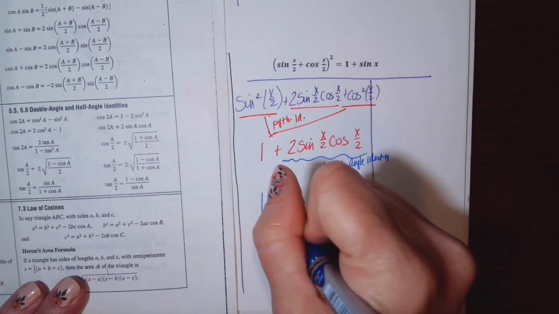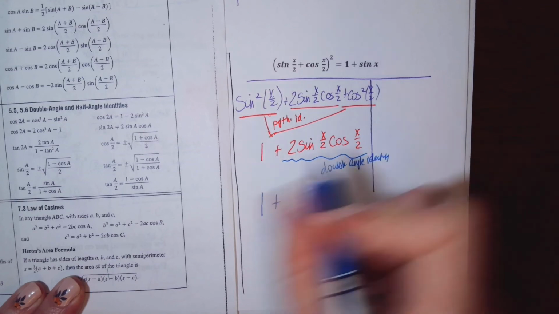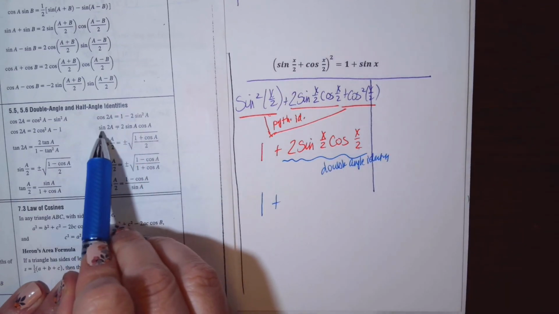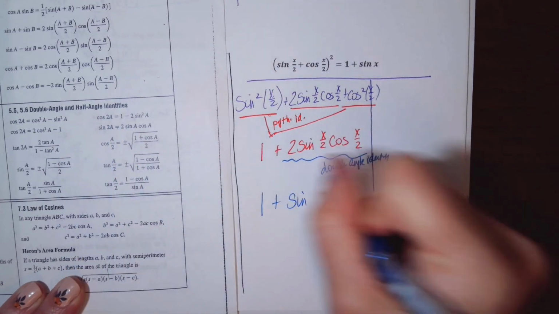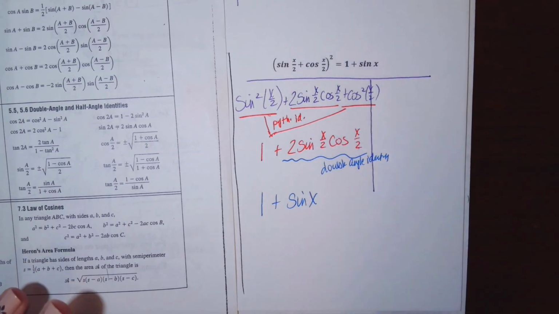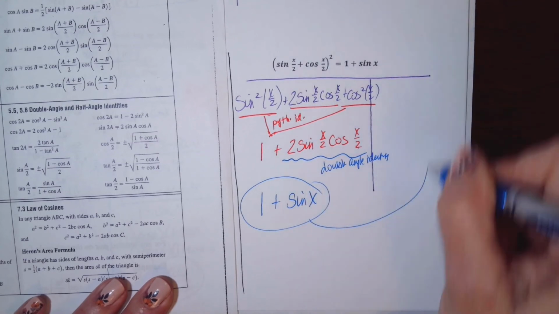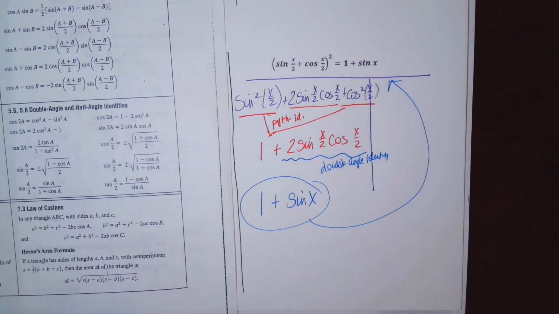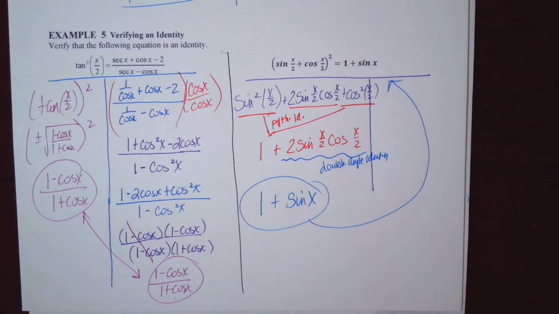So that becomes 1 plus, that is my sine double angle, so that is going to be sine of, well, twice x half is just x. And we're done. That was what I was after. We verified that identity. That is an excellent example of how important it is to be familiar with your identities. Now, is that the only way to do it? No, absolutely not.